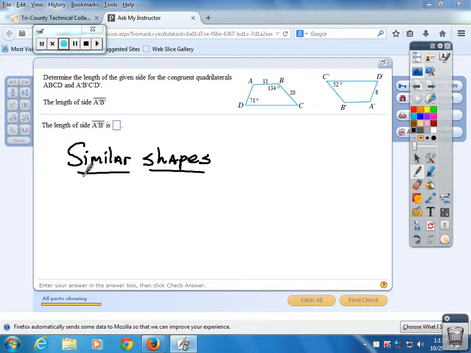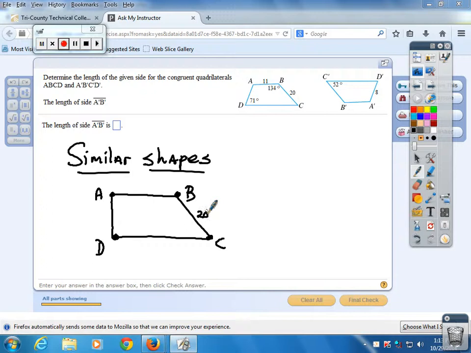So the first one is A, B, C, and D. And it looks like that. Oops, well, you get the point. Something like that. A, B, C, and D. And this is 20, 20 whatever units. This is 11 units. This is 71 degrees. And this is 134 degrees.